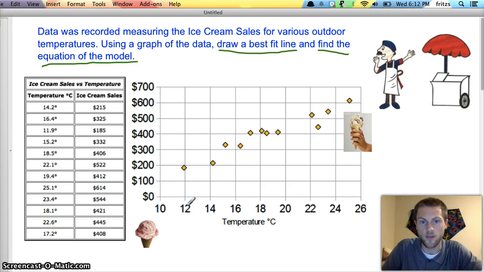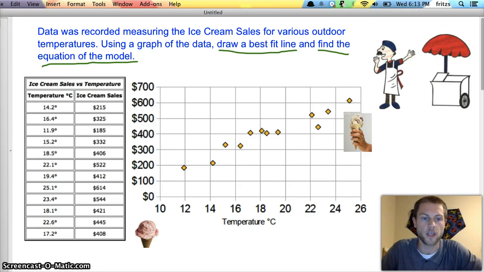What we have here is on the x-axis, our independent variable is the temperature, and on the y-axis, this is the ice cream sales represented in dollars. As you can see, as the temperature gets hotter, more and more money is made on ice cream. Makes sense, right? When it's hot out, I want to buy ice cream, and so do lots of people. So this guy's feeling pretty happy on a hot day.